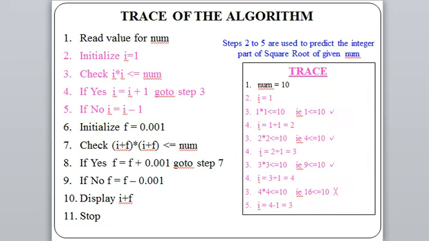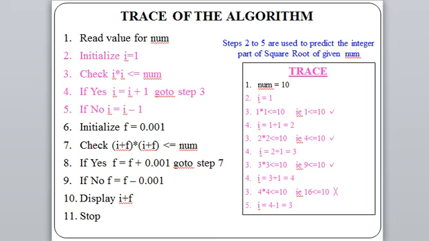Now we'll trace this algorithm with some values. Here the first step is to read a value for num. So I consider a value from the keyboard, which is 10. My interest here is to compute the square root of 10. So I have to go through steps 2, 3, 4 and 5 of the algorithm. Let me trace these 4 steps for the integer part of the square root of 10.